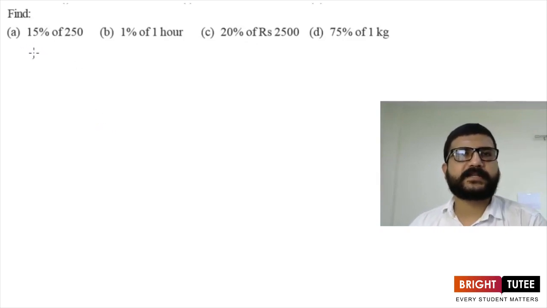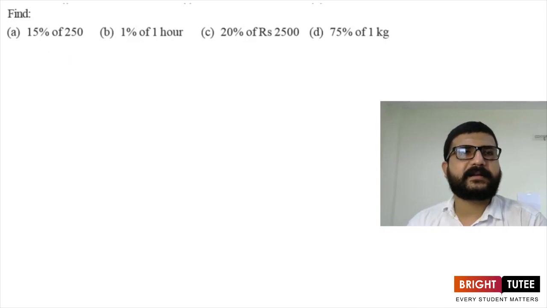Now let's move to the next question. The question here is find 15% of 50 and then 1% of 1 hour, then 20% of rupees 2500 and then 75% of 1 kg.